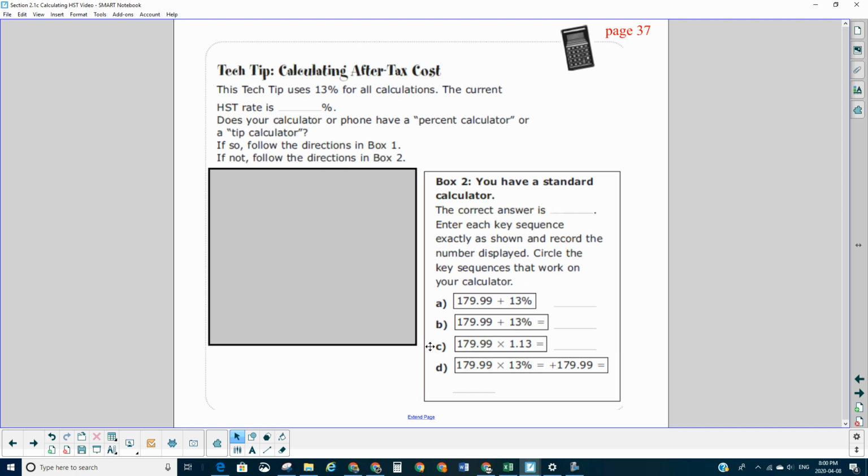The one we just reviewed is this one, 179.99 times 1.13. So if we just use our regular calculator and go 179.99 times 1.13, we'll get an answer of, sorry, $203.39. And so our correct answer is $203.39.